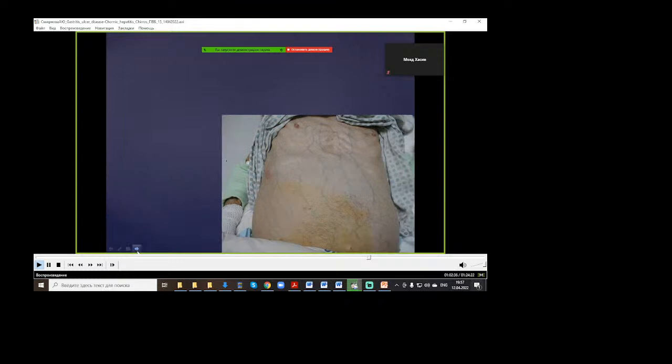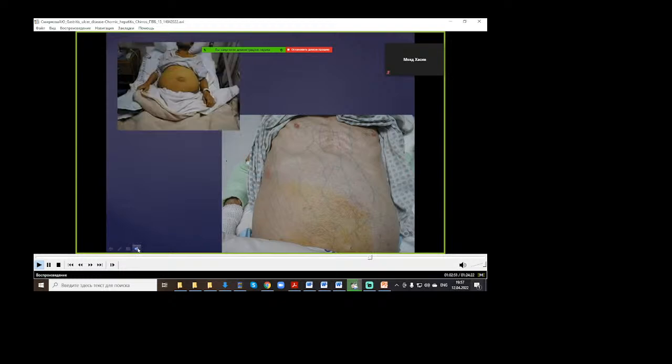This is the symptom of portal hypertension syndrome, caput medusae, or dilated collateral veins of the anterior abdominal wall. Ascites, enlarged abdomen with prominent umbilicus.